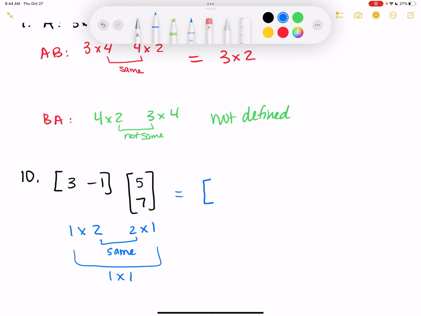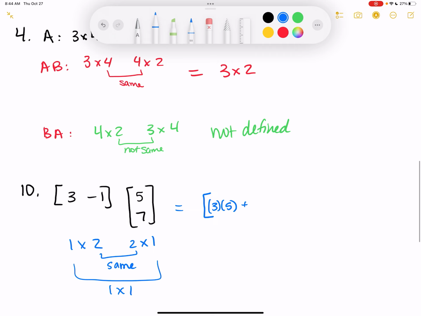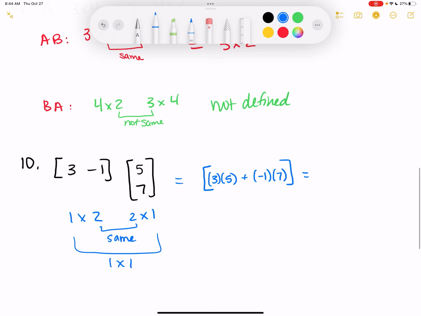So I still do the same thing. 3 times 5, so it's the first one and the first one. So 3 times 5 plus -1 times 7, so the second things. So that's going to be 15 plus -7, so 15 minus 7 is 8. So it is just the 1 by 1 matrix 8.